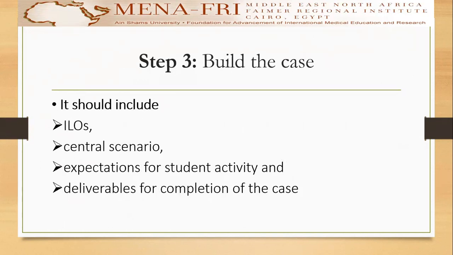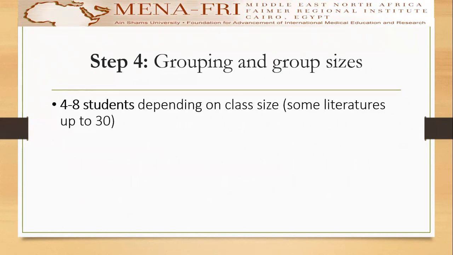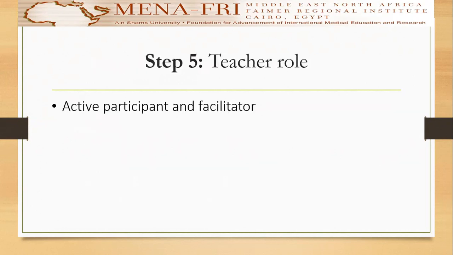Step 3 is to build the case, which could include ILOs, central scenarios, expectation for student activity, and deliverables or completion of the case. Step 4 is to group your students into small groups of 4 to 8 students, depending on class size. Some literature said the student number could be 30 students.